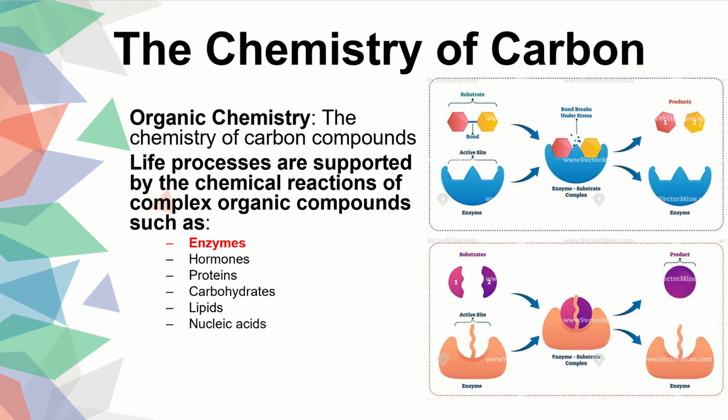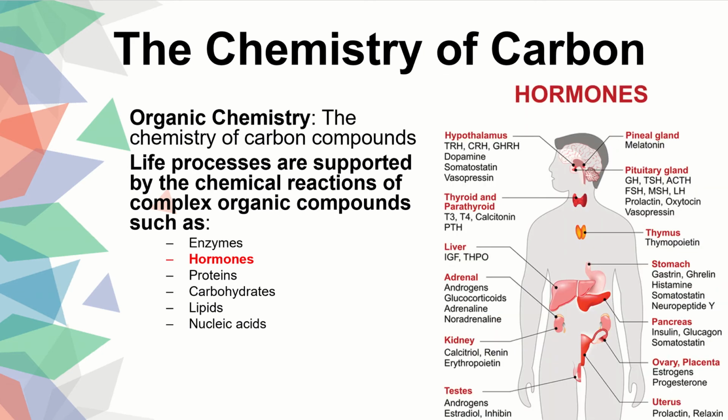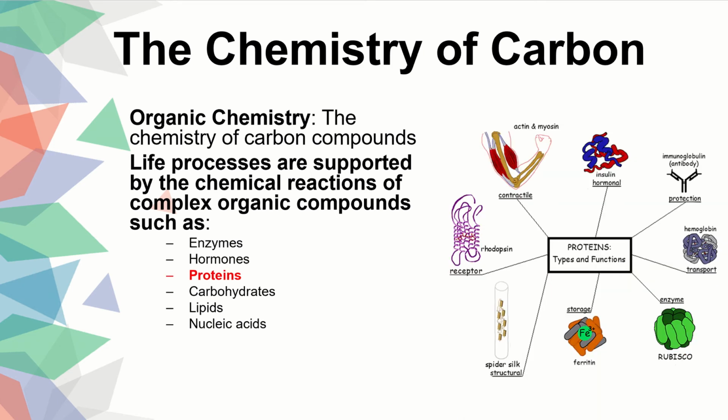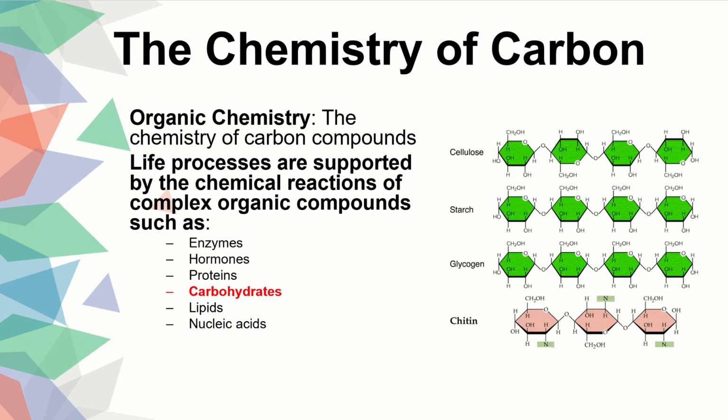And then next on our list are the hormones, right? We're familiar from biology with a variety of hormones seen here, such as histamine, gastrin, etc., and all of these are organic compounds. Proteins as well. We are familiar with actin and myosin, insulin. All of these proteins are organic compounds.